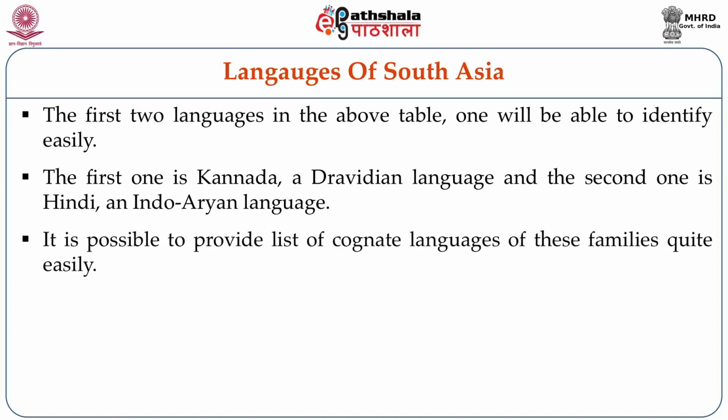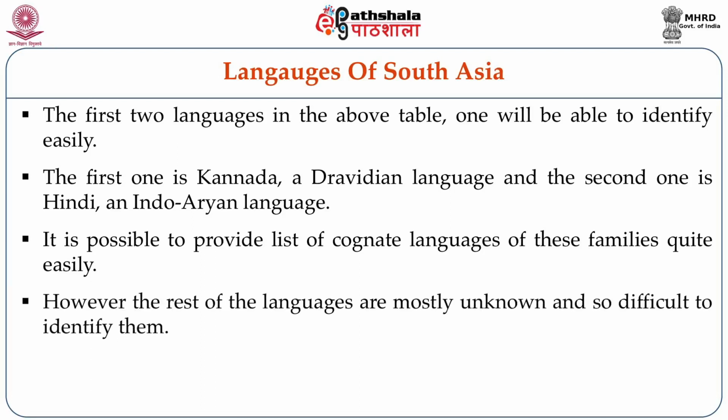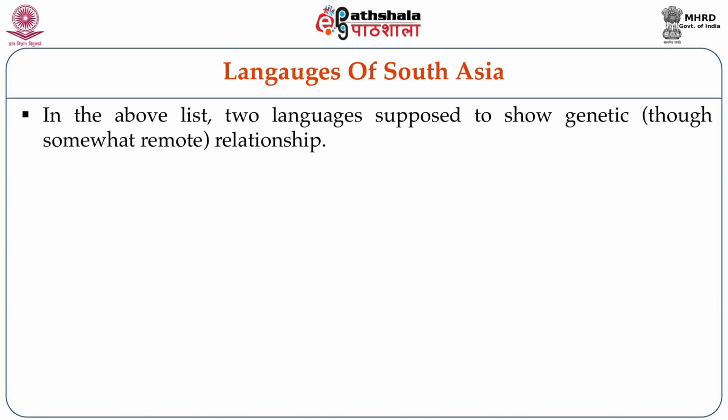It is possible to provide a list of cognate languages of these families quite easily. However, the rest of the languages are mostly unknown and so difficult to identify. In the above list, two languages are supposed to show a genetic, though somewhat remote, relationship. Will it be possible to identify them?